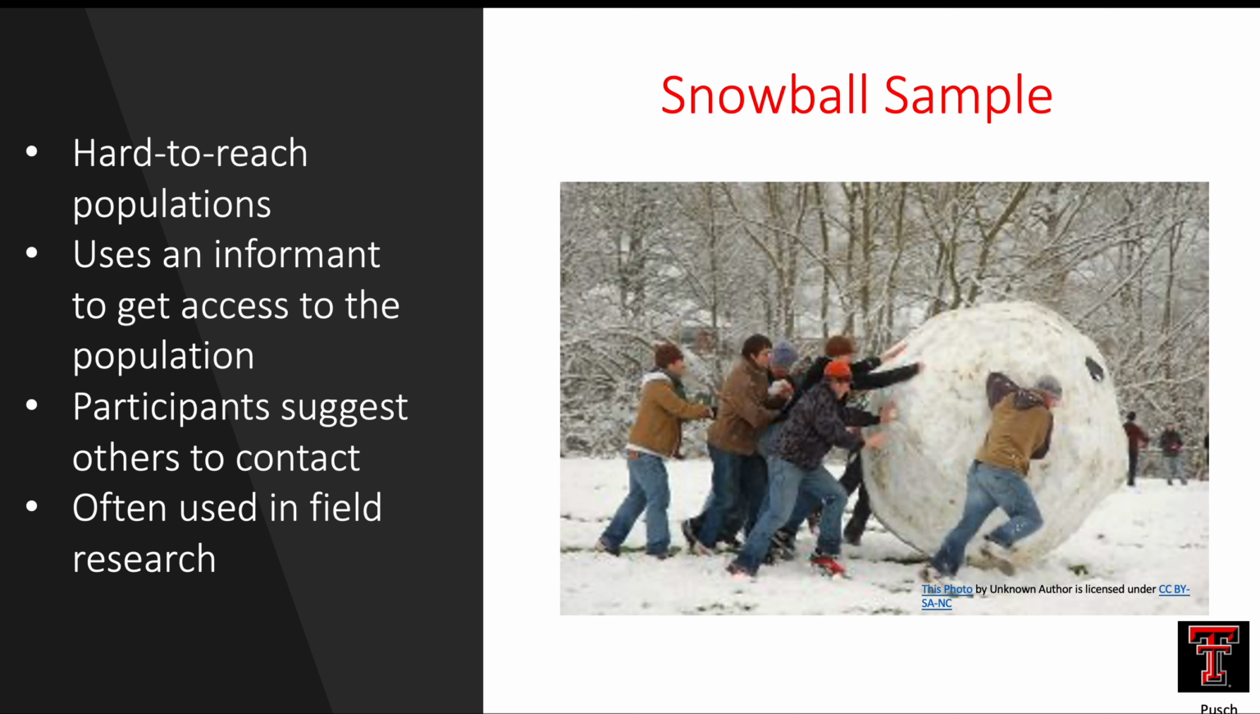So this is often used in field research, again, with hard to reach populations and maybe topics that are a little bit more sensitive. So, active burglars, perfect example of a snowball sample. They're going to be a little bit wary of talking about their burglaries when they're still committing crime with just anybody. So they kind of need that informant to get in and build a trusting relationship with the researcher.